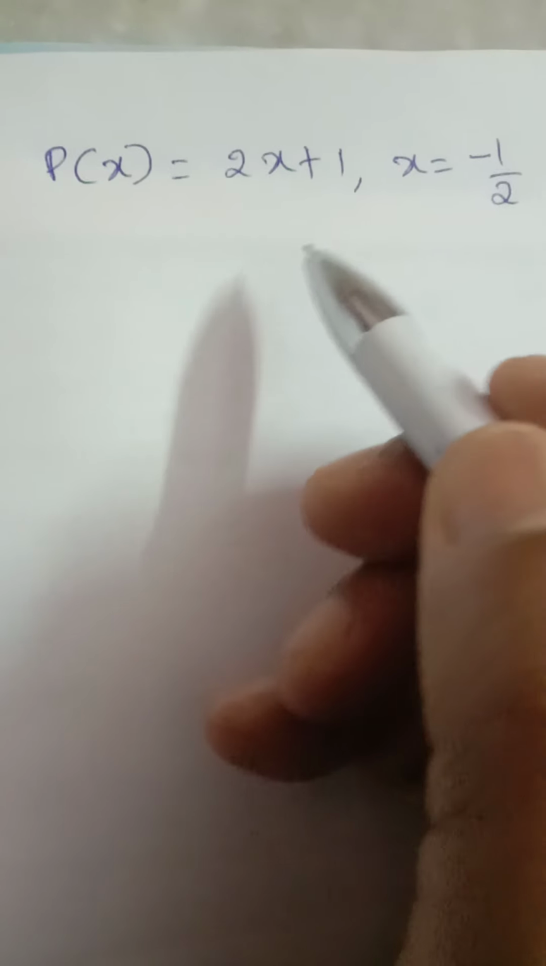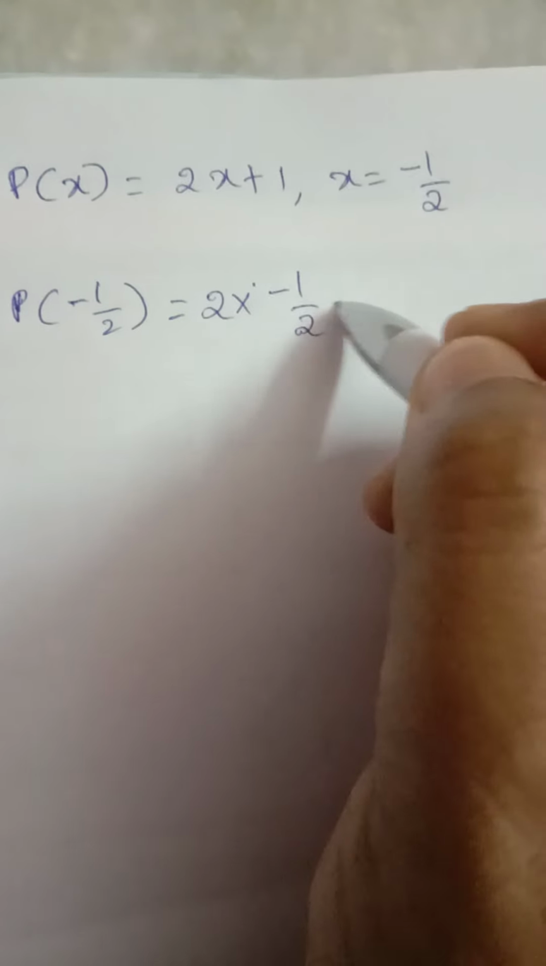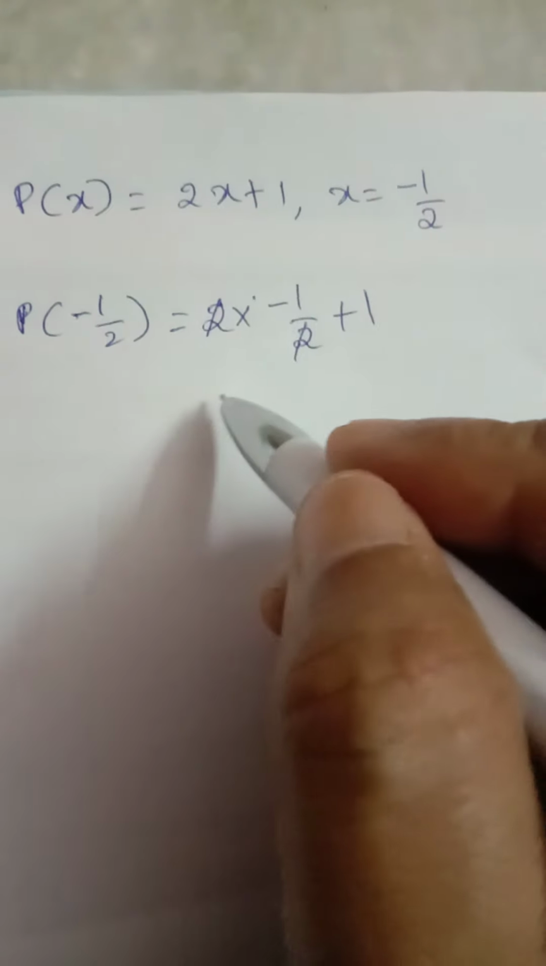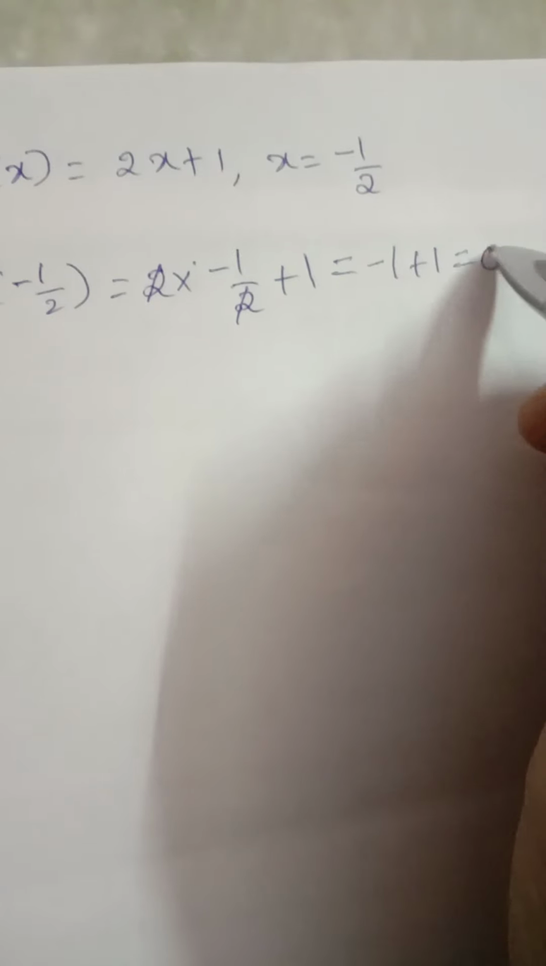Solution. First one. P of x is equal to 2x plus 1. X is equal to minus 1 by 2. Replace x with minus 1 by 2. P of minus 1 by 2 is equal to 2 into minus 1 by 2 plus 1. 2 cancels, so it is equal to minus 1 plus 1, which is equal to 0.